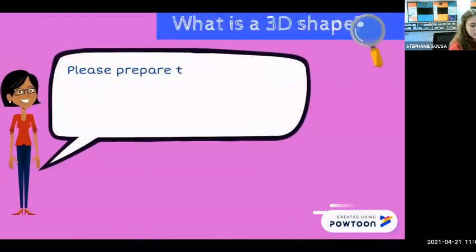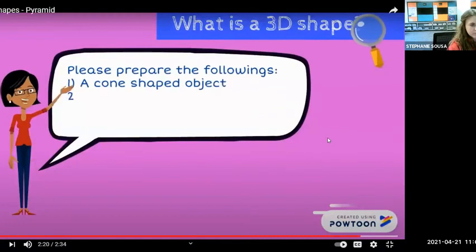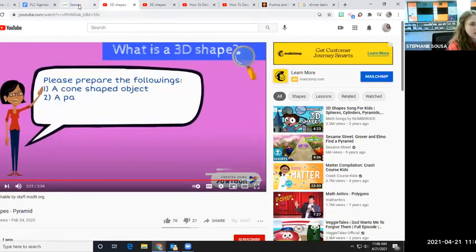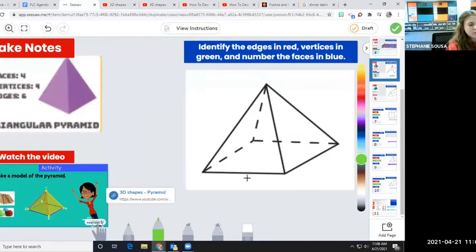Tomorrow, you will need a cone-shaped object, a pair of scissors, and glue. Previews for what we're going to be doing here soon. You'll be doing another supply pickup, but for right now, that should help you be able to manipulate and move around the faces, edges, and vertices of a triangular pyramid.